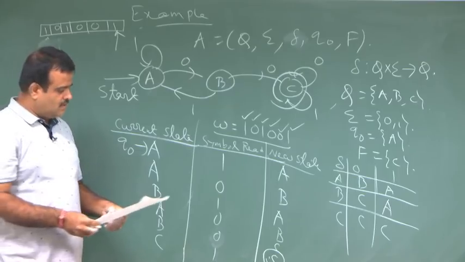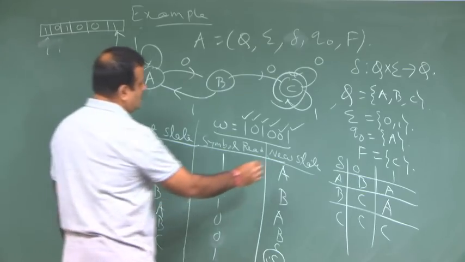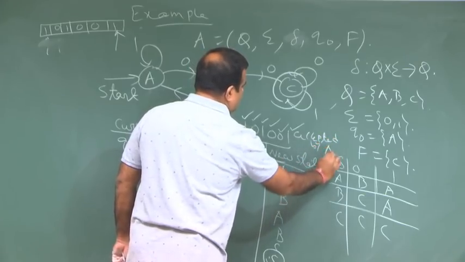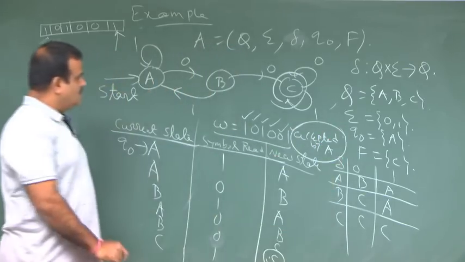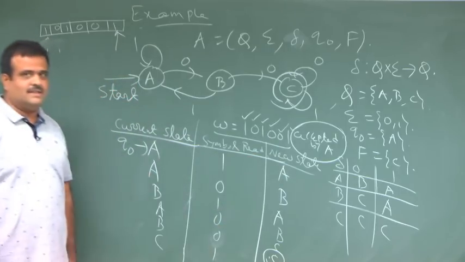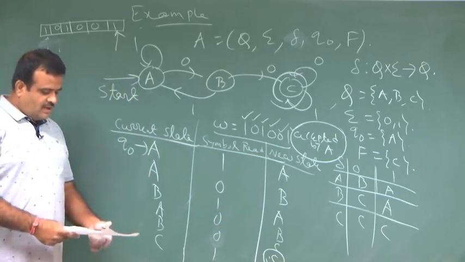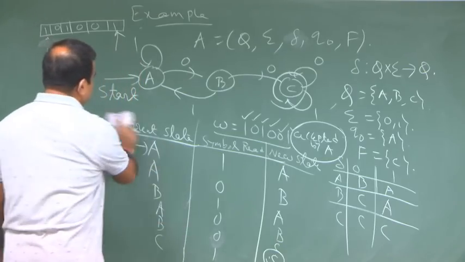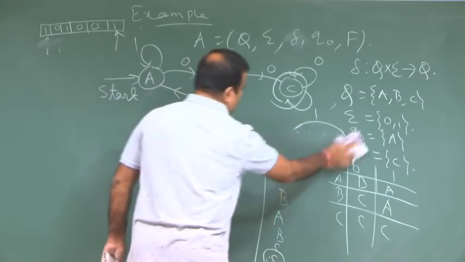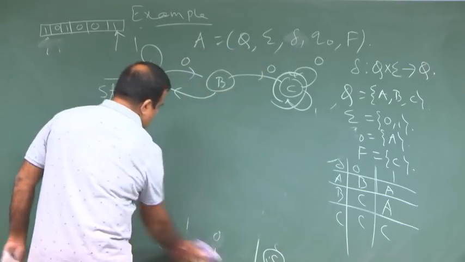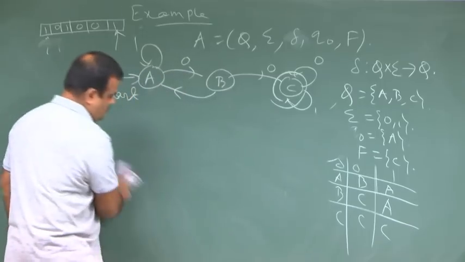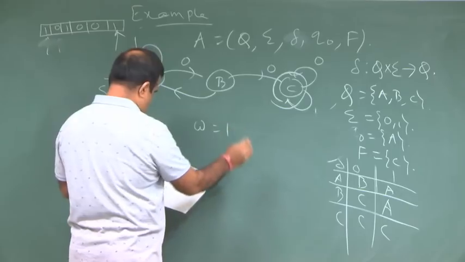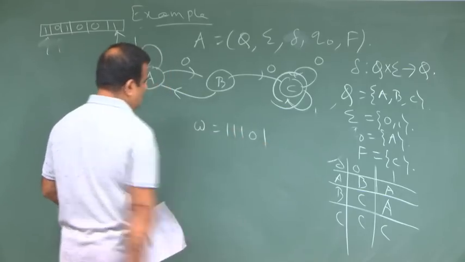So, this W is accepted by A, because at the end of the string it is reaching a final state. Okay. Now, we can take another string, say, yeah, if you take W to be say 1 1 1 0 1.